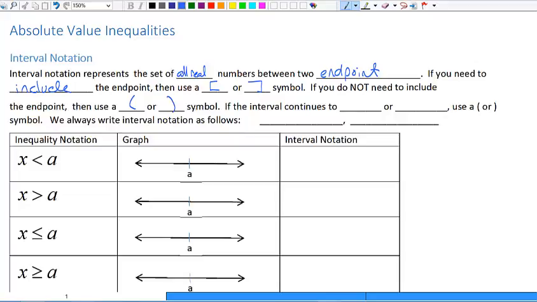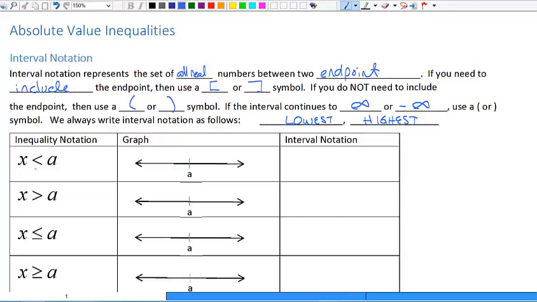Also, if the interval continues to positive or negative infinity, then you use a parenthesis symbol. We always write the interval notation as follows: the lowest value, comma, the highest value. So I'm going to give you the inequality notation on the left. I want you to graph it and get the interval notation.